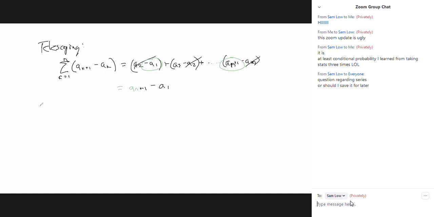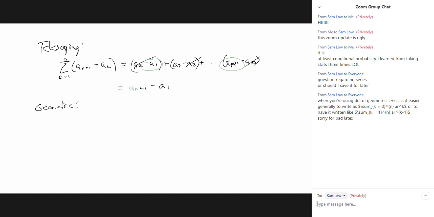And then we had our geometric series. Is it just written as a sum? That's okay. In general you can write k equals 0 to n, or have it written as sum k equals 1 to n. It's really sort of up to you. Whatever the problem calls for.